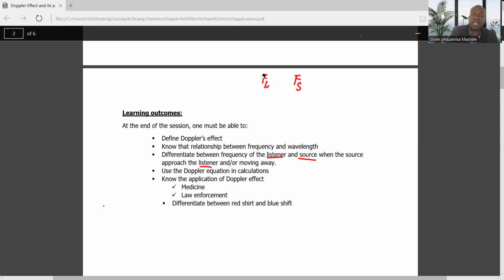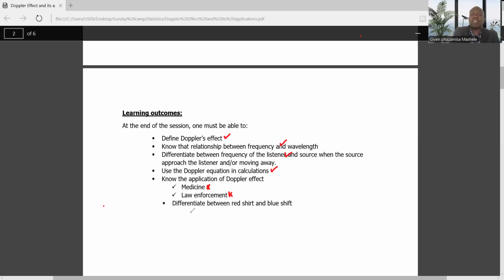This will take us through the Doppler equation, and we are going to use it in calculations. We also need to know the applications of Doppler's effect, particularly in medicine, which is a typical exam topic, and in law enforcement.